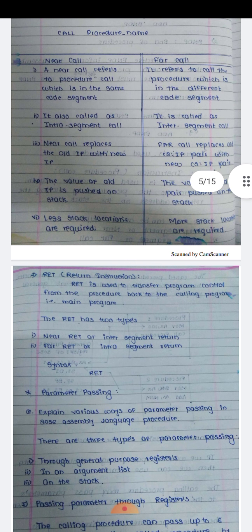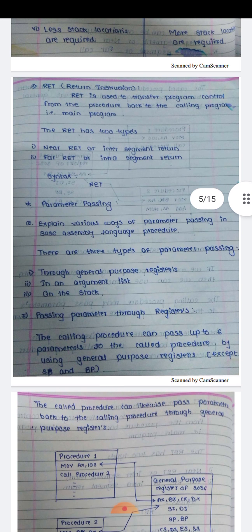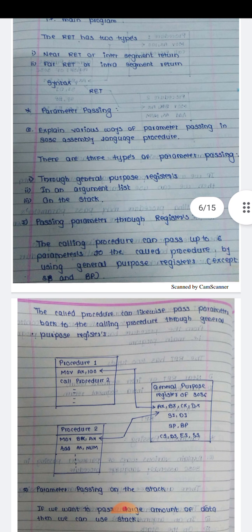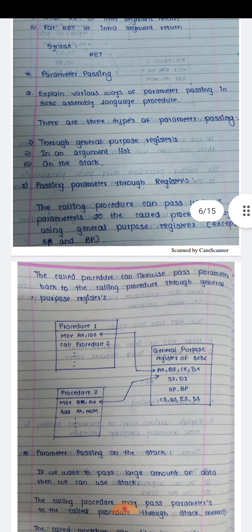So then again there is parameter passing when we use near and far procedures. So passing through register, passing through stack, this is shown in the figure. So for passing parameters through the register, the diagram is shown in your notes. The calling procedure can pass up to 6 parameters to the called procedure by using general purpose registers, not SP and BP, the stack pointer and base pointer. The called procedure can likewise pass the parameters back to the calling program through the general purpose registers.